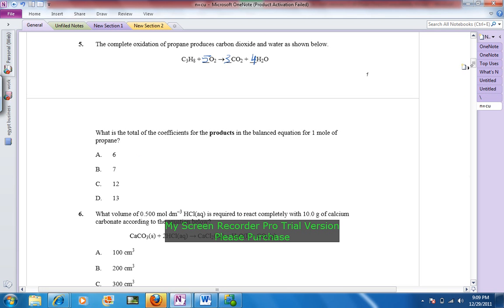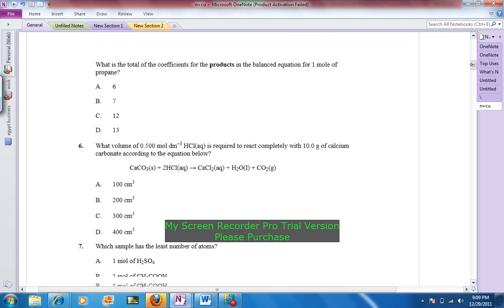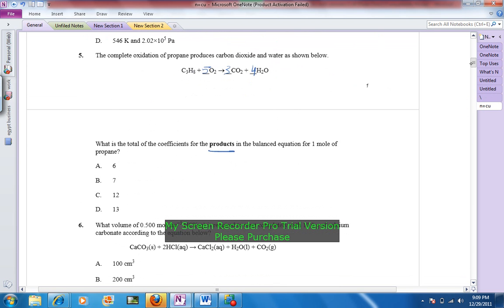Let's see what the question is asking. The question is asking, what is the total of the coefficients of the products?